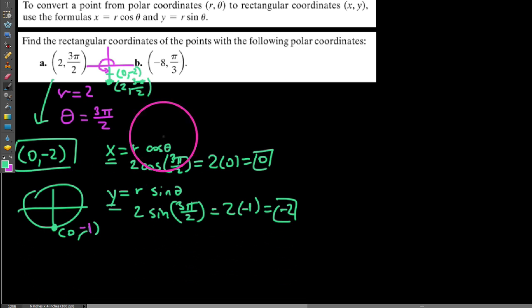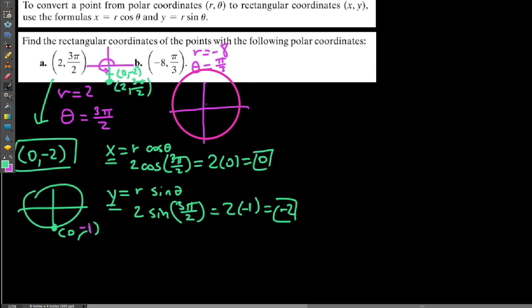Now looking at this next point, (negative 8, pi thirds), let's start by getting a sketch of what this might look like. We know that r is negative 8, so we're going to be walking in the opposite direction, and our theta is pi thirds. Pi thirds lies in this direction right here. We would actually have to walk back 8 units in this direction. I'm going to select this point right here. I know that my r value is negative 8, but a distance is always positive, so that negative only matters because we walked backwards from our pi thirds direction.